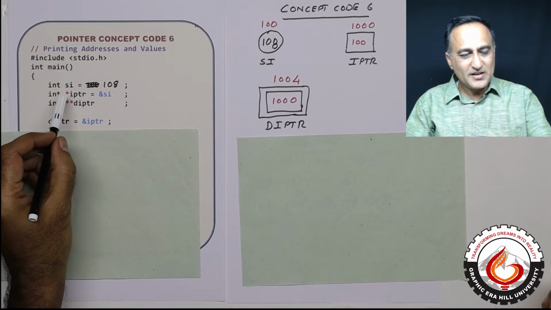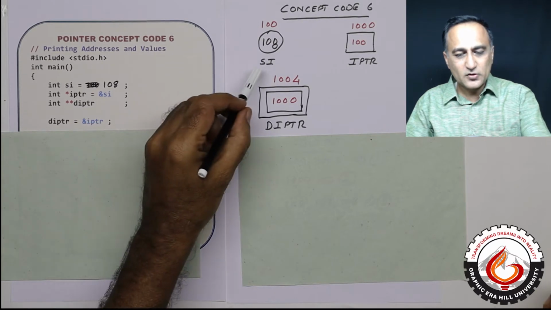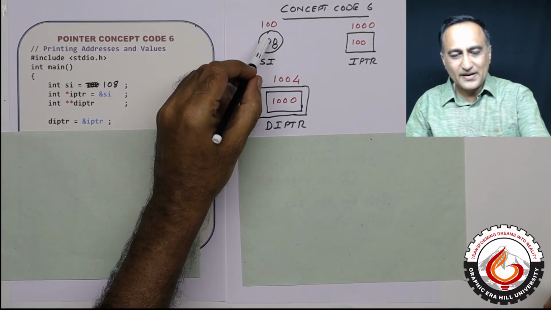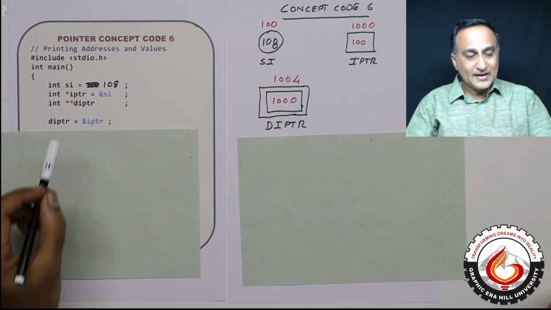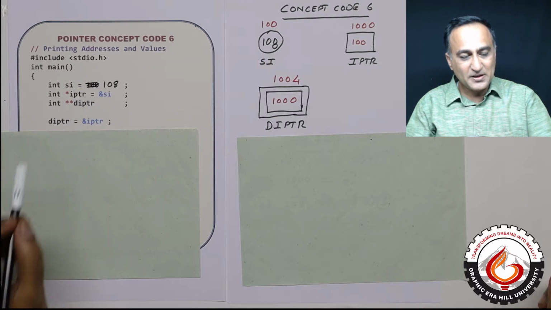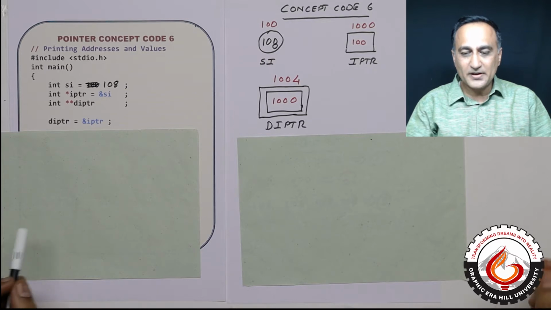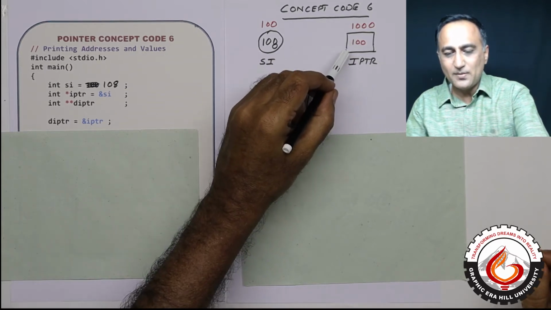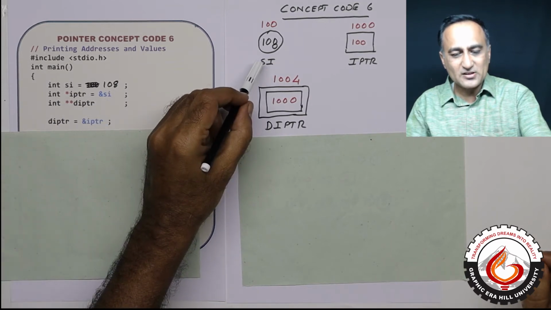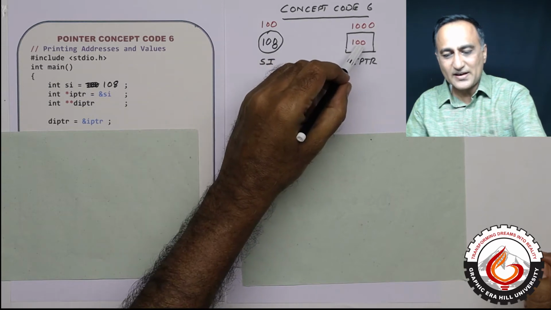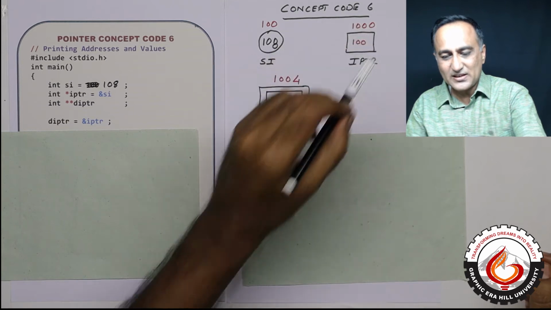So let's say I have an integer variable with the name si and I have given it the initial value 108. So this is si with the value 108. It exists at address 100. Then let us say I have *iptr. *iptr indicates that it's a single pointer and I have represented it with a single box. Since it is containing the address of si, what is the address of si? It is 100. So 100 is contained in iptr.